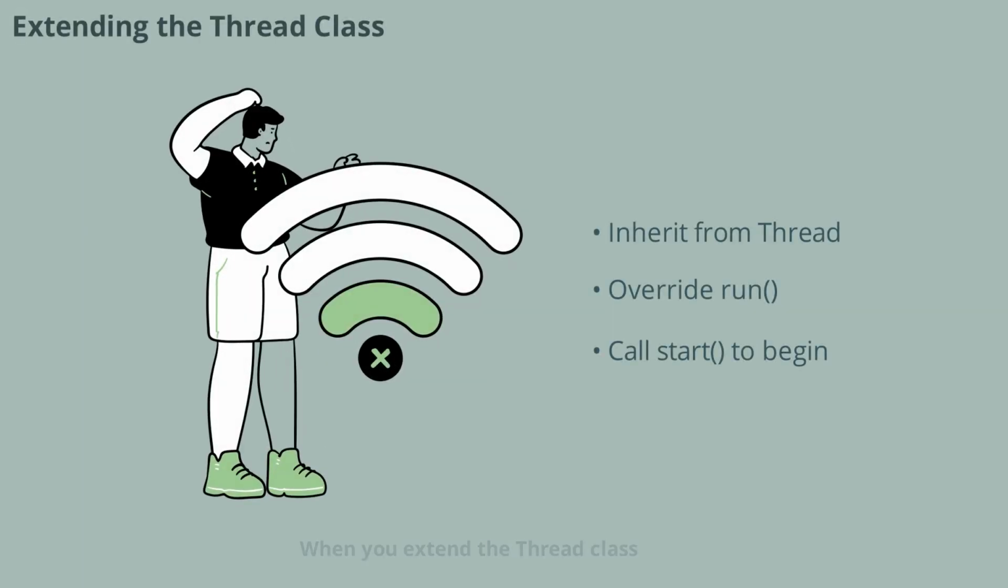When you extend the Thread class, you create a new class that inherits from Thread and override its run method. To start the thread, you call the start method, which internally calls run. This approach is simple and direct, but remember, Java only supports single inheritance, so you can't extend another class if you already extend Thread.